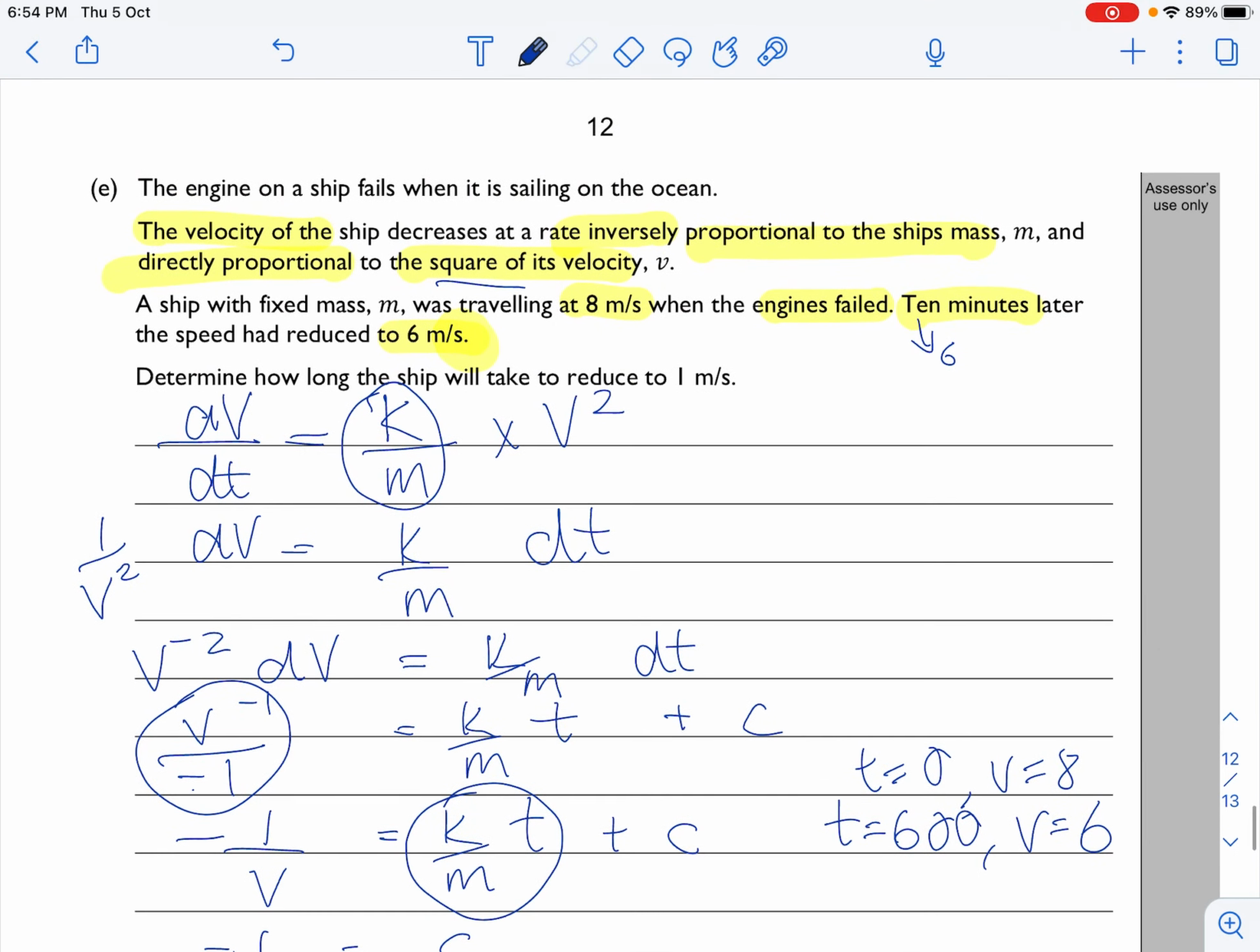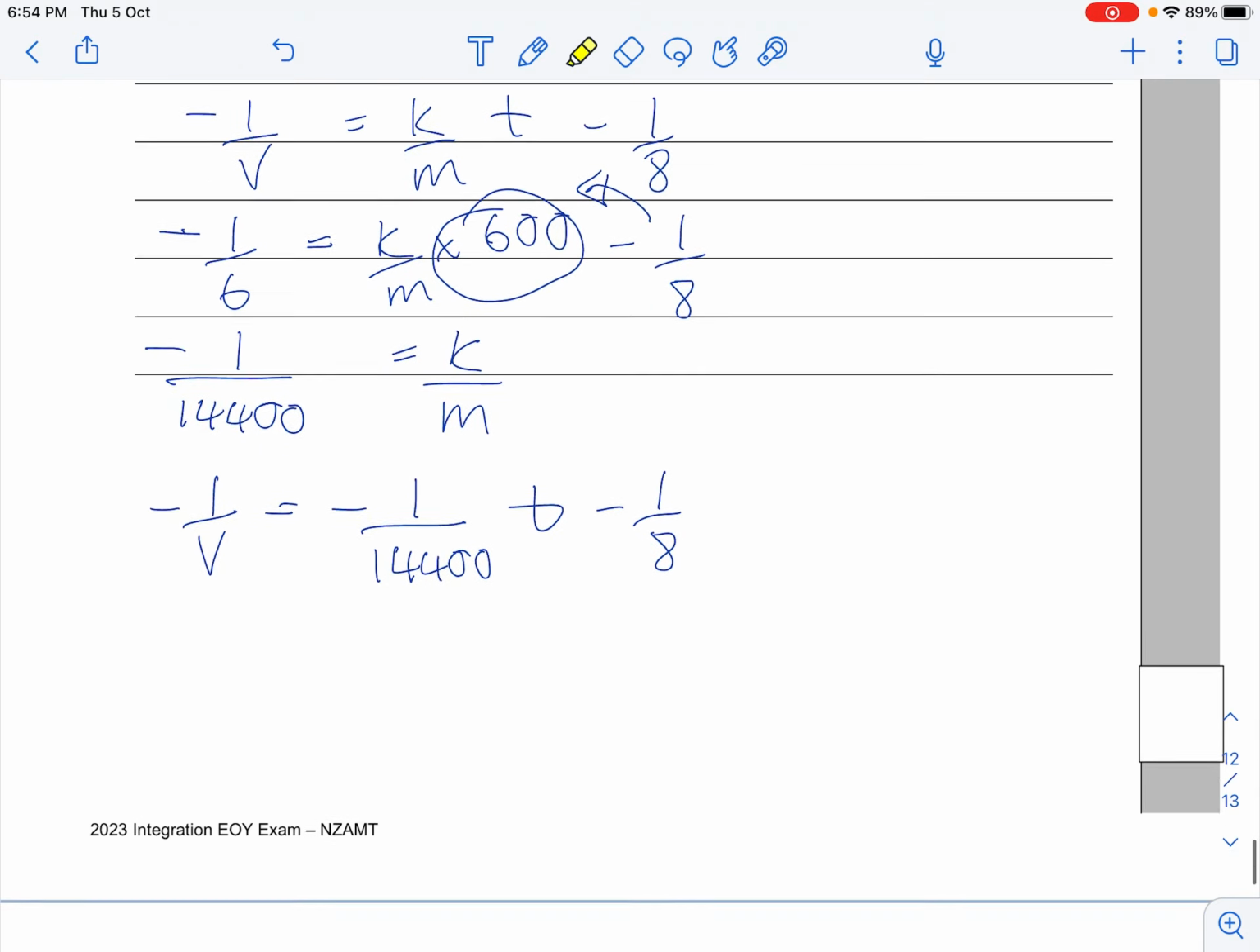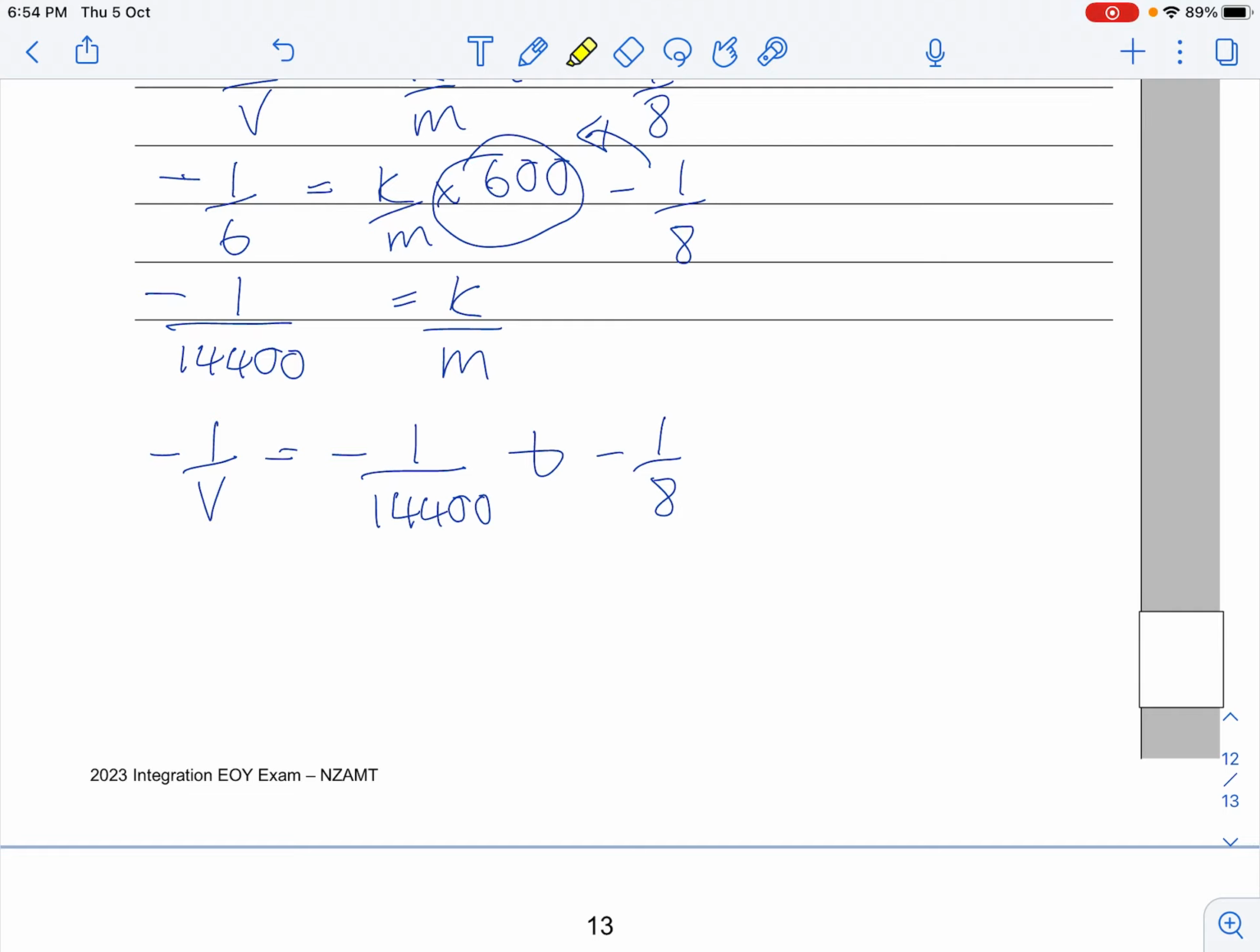What will we ask for? To determine how long it would take to reduce the v to 1 meter per second. Okay, so we're going to replace our v with 1. So that's -1 equals -1 over 14,400 t minus 1/8. So that's -1 and 1/8. Add the 1/8 over the other side, so that becomes -7/8, and then times that by 14,400, and we get t as being 12,600 seconds.